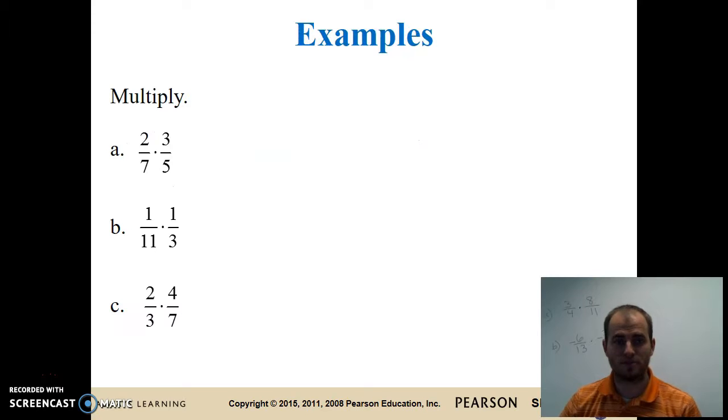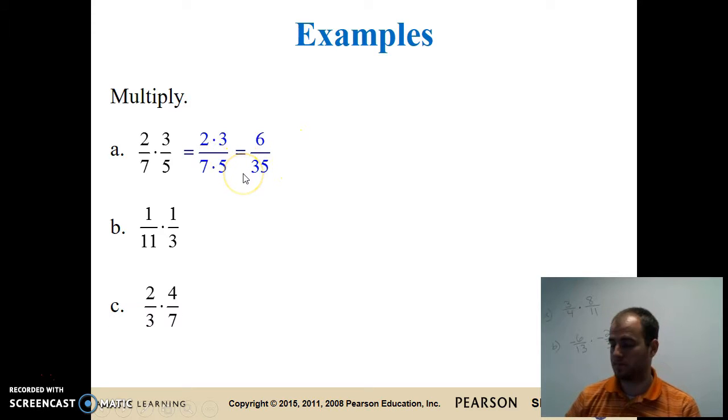So let's do some examples. These examples can be found on your handout again, so make sure you have that out. 2/7 times 3/5. So to multiply fractions, you don't need a common denominator, just multiply straight across. 2 times 3 and 7 times 5, which gives you 6 over 35. You want to make sure that's reduced completely. Nothing goes into both 6 and 35, so that is simplified, and that is the answer.